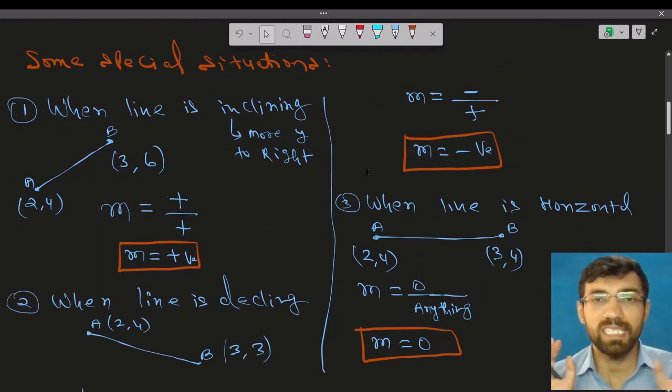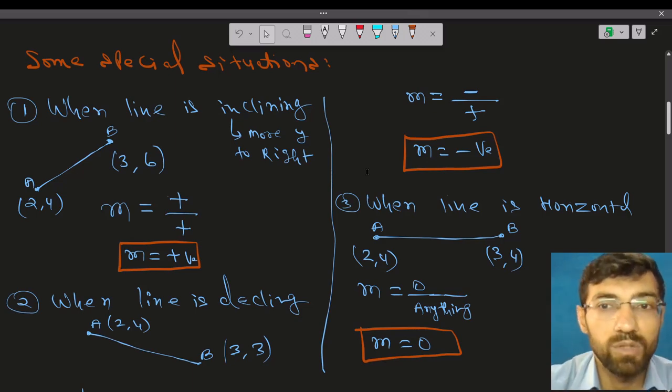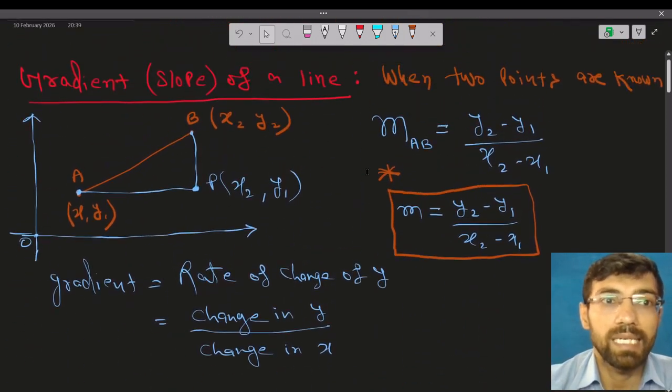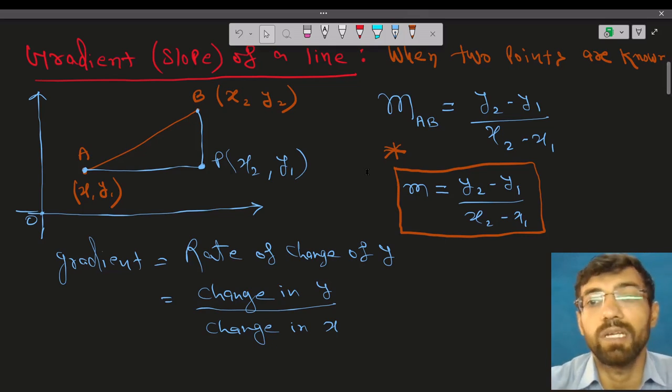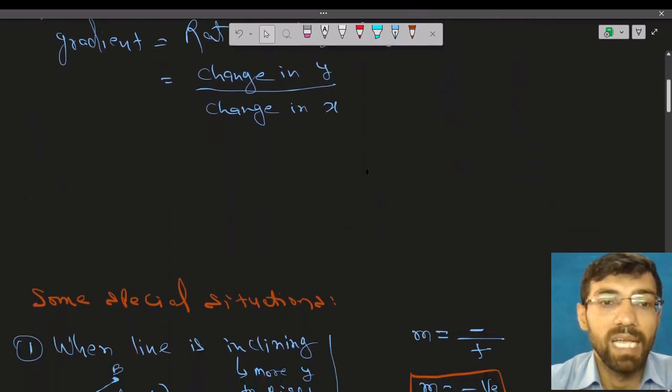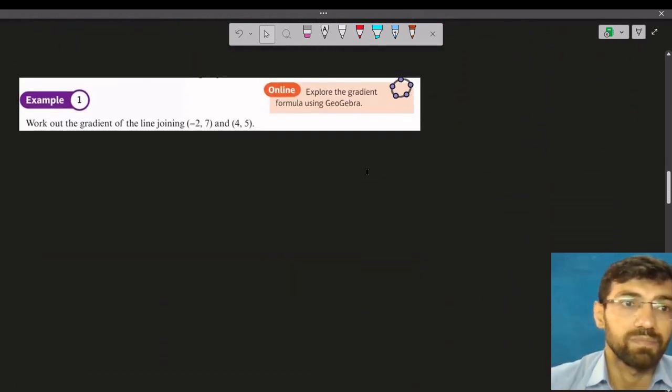This idea helps in plotting a line, and we will use this idea. Generally, to calculate a gradient, if we have 2 points, we can calculate y2 minus y1 upon x2 minus x1 as the gradient. Let us take some questions based on this. Yes, so this is the question that we have.